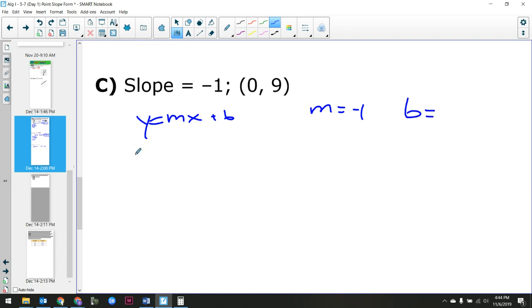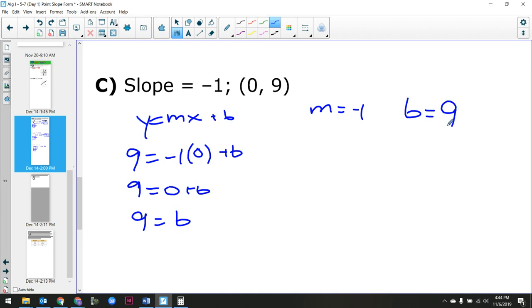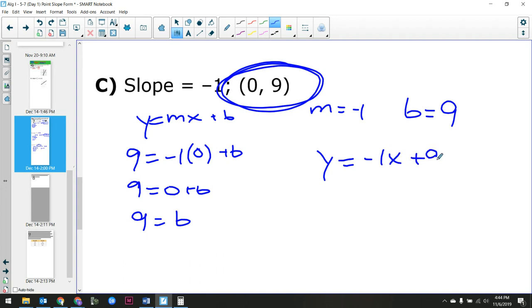Okay, so I plug in my y, my m, my x. -1 times 0 is 0. And 0 plus b, well, I subtract 0 to the other side. It's 9 is equal to b. Oh, look at that. That was my y-intercept. How cool. Y is equal to negative 1x plus 9, or just negative x plus 9.